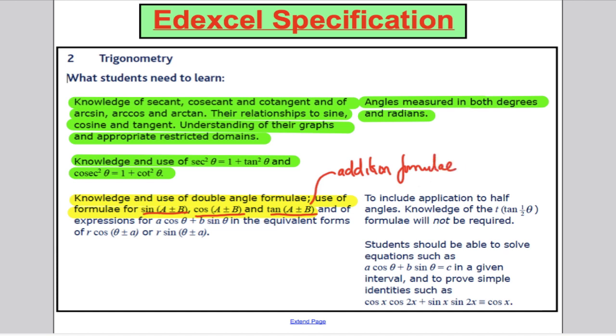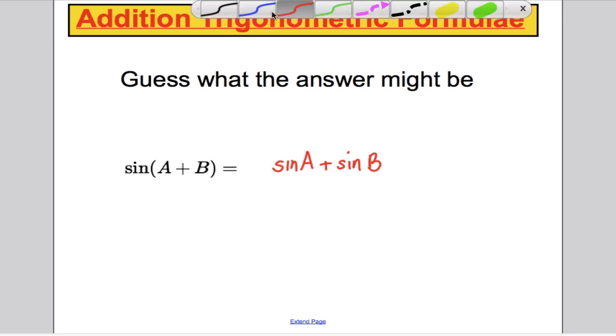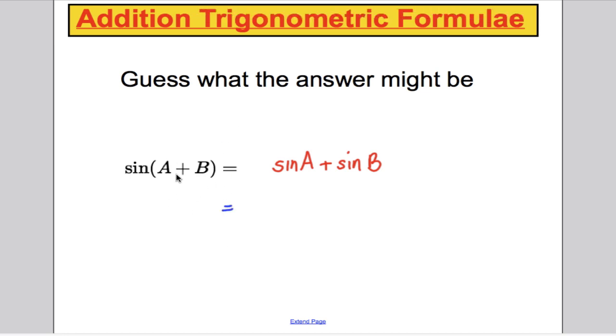Okay, right, to start with, the addition formulae. If you were to guess, what do you think an expression for sine of one angle A plus another angle B was? What would you guess? Now you might guess it would be sine A plus sine B, and you would hope that would be the case because it would make life easy. In fact, that isn't the case, and we could show that doesn't work by finding a counterexample.